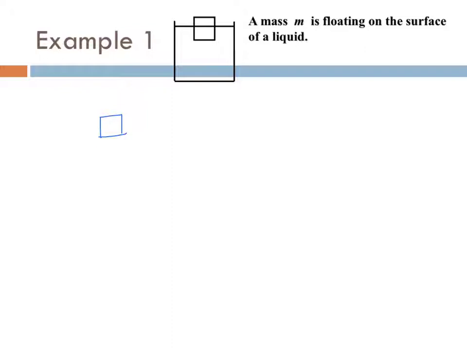So on that object, I have a buoyant force keeping it floating there, and I have a force of gravity acting downwards. If I know that that buoyant force is upwards and the force of gravity is downwards, then I know that they also have to be equal to each other. So my buoyant force, Fb, is going to be equal to my mass times gravity.